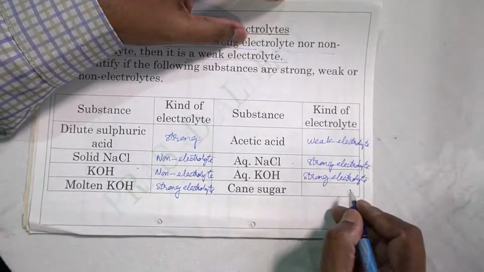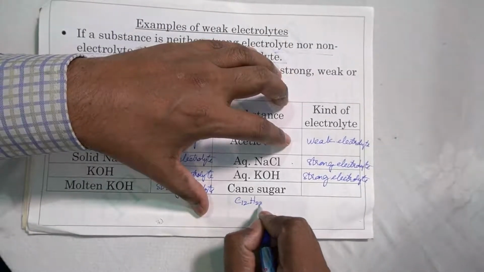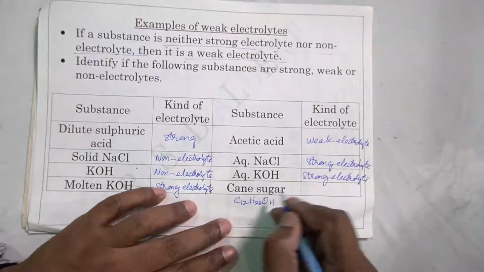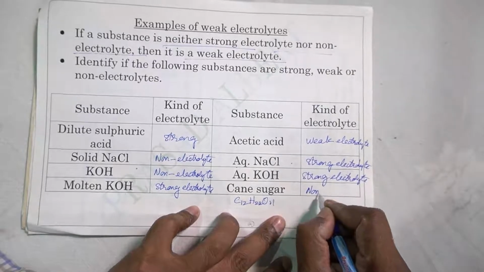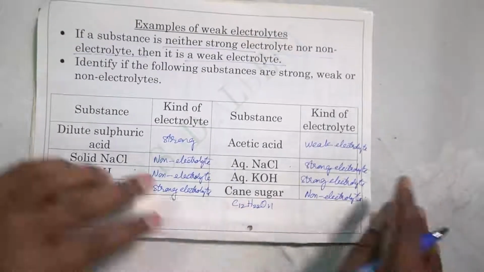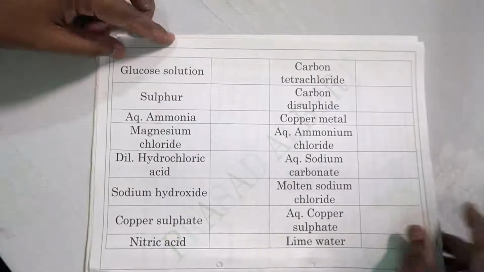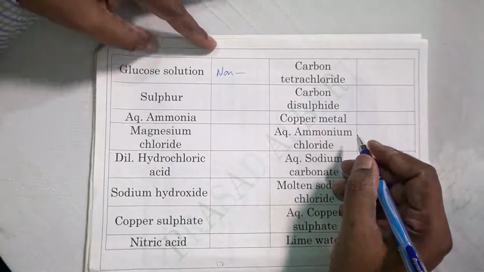Then cane sugar is the sugar that we have at home, that is C12H22O11, the sugar that we eat, edible sugar. It does not split into ions. It's a non-polar covalent compound. It's a non-electrolyte. And in the same way, you can have more examples. Now, glucose solution, aqueous glucose, is also a non-electrolyte because it does not split into ions.